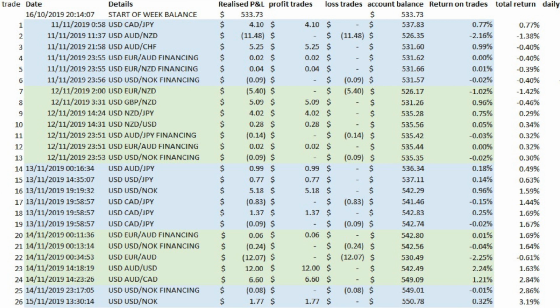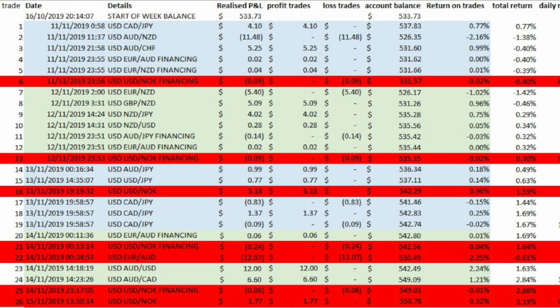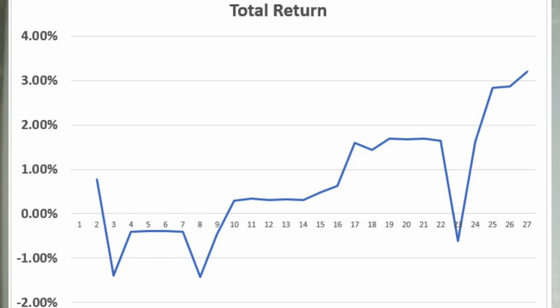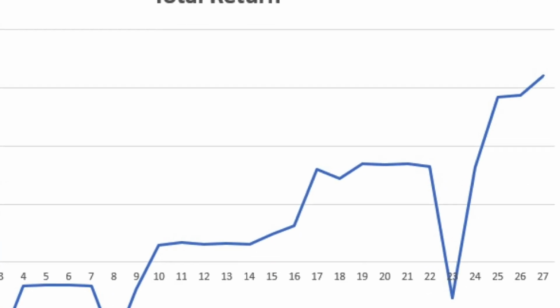In total, I took about 26 positions, taking into account that this does include the financing, which comes from the interest rate differentials. Here is the return on each of the trades, and my week resulted in a 3.19% return, which was quite good. In conclusion, I just wanted to share with you exactly how it is that I use this terminal to better my trading and how it actually has improved my game.